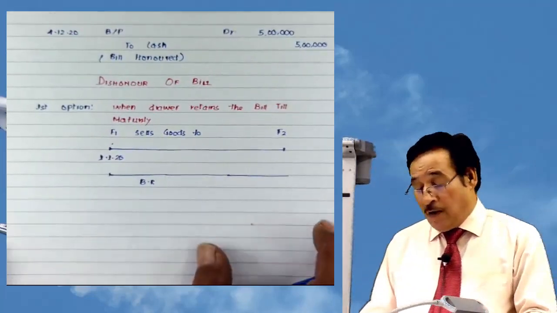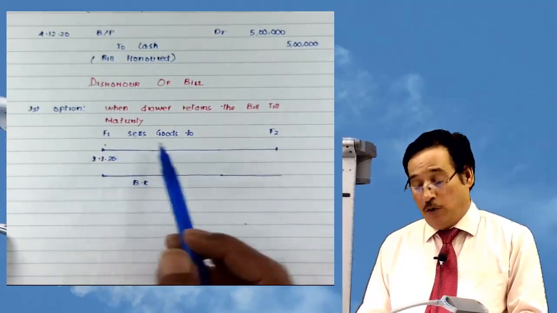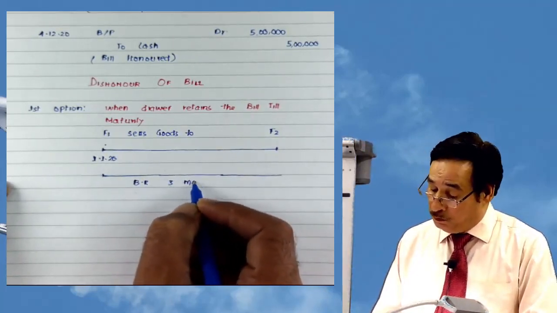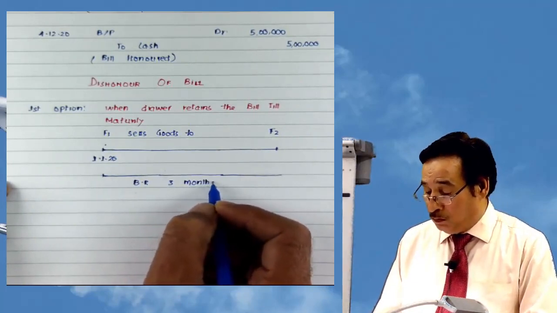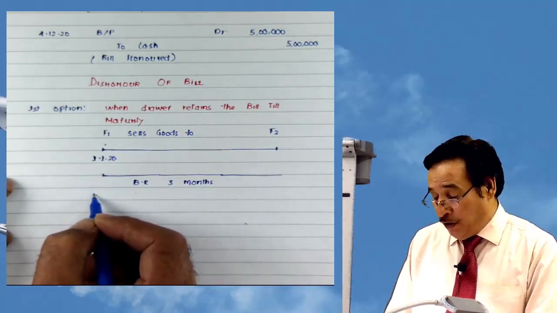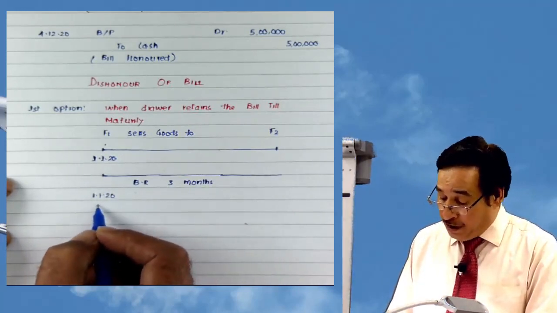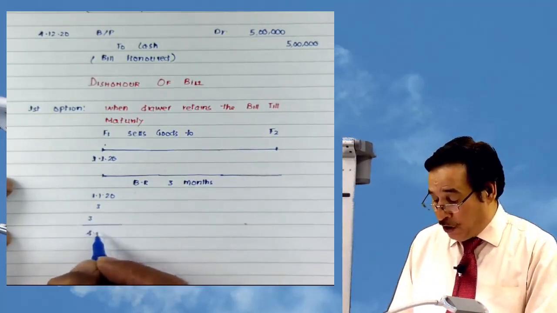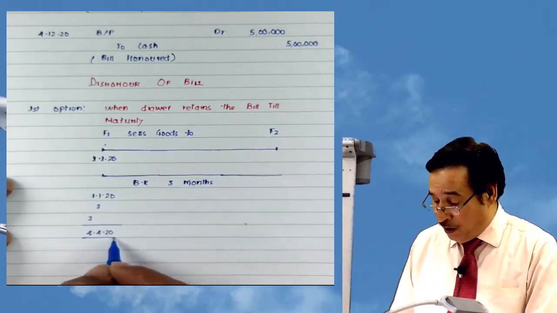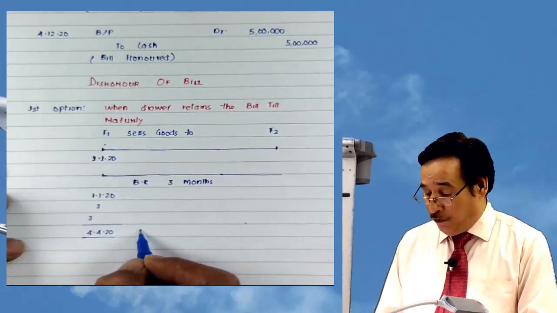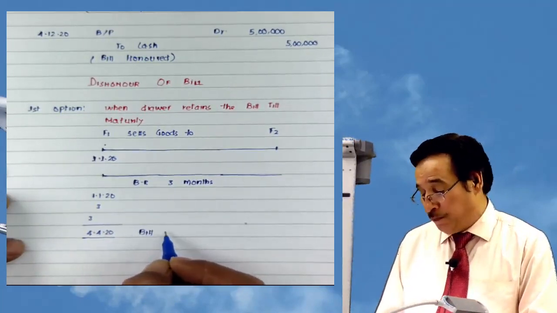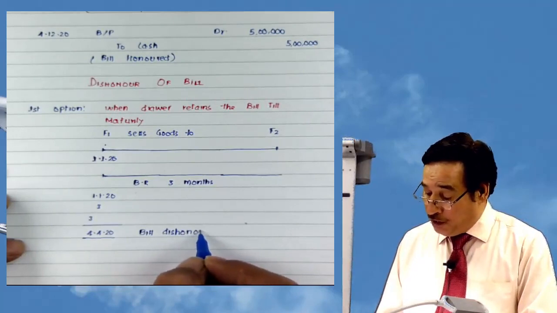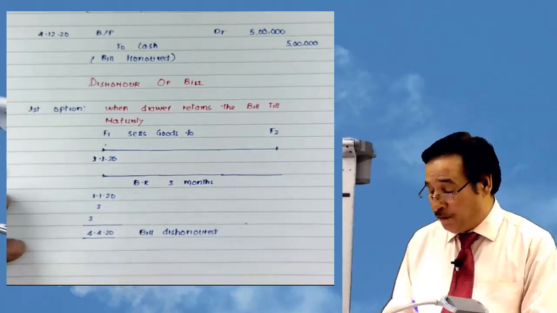The example goes like that, that F1 sells goods to F2 on 1-1-2020 and draws a bill. Let us say bill is of 3 months. Now, if bill is of three months, then to 1-1-2020 we will add 3 months and three grace days. So, ultimately, our maturity date will be 4-4-2020. Let us say on this date, bill dishonored. Drawer retains the bill till 4-4-2020, but bill is dishonored. Correct?